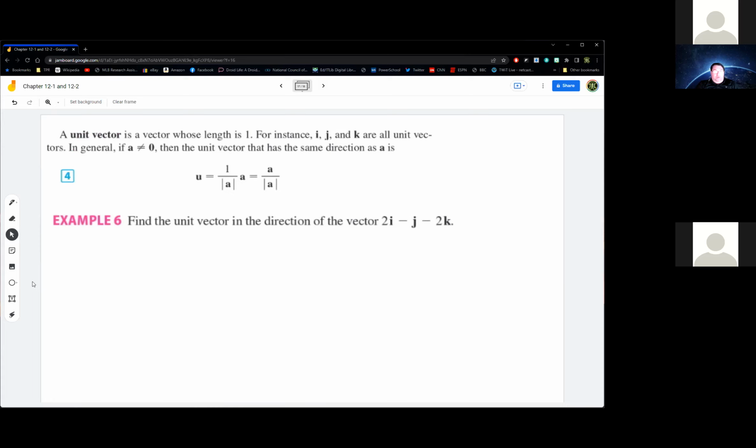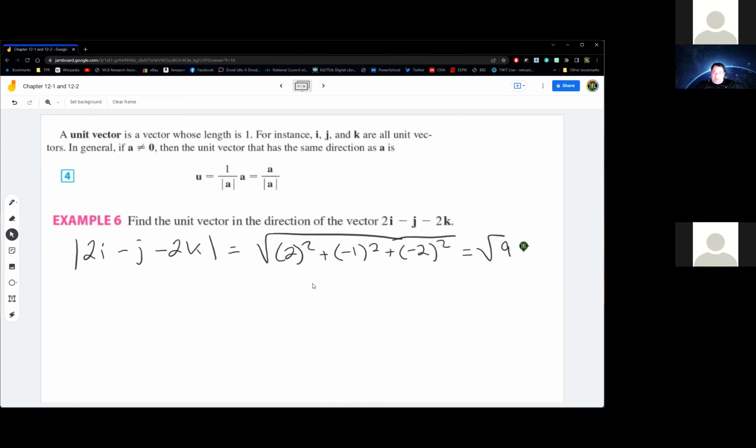So to do that, we take the magnitude of my original vector, and we divide everything by that. So it's 1 over the actual magnitude times the vector. So to find my unit vector, the first thing I have to find is the actual magnitude of the original vector. So the magnitude of 2i minus j minus 2k is the square root of 2 squared plus negative 1 squared plus negative 2 squared. So we got 4, 5, plus 4 is 9, so the square root of 9. So my magnitude is 3.